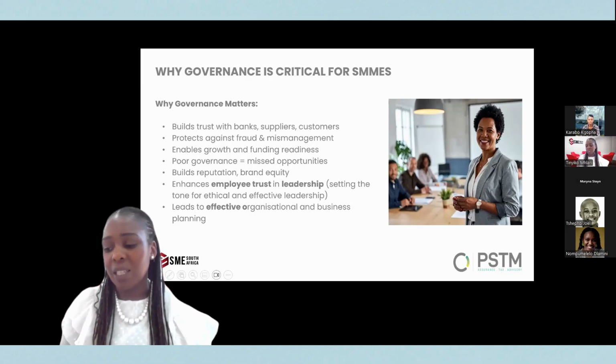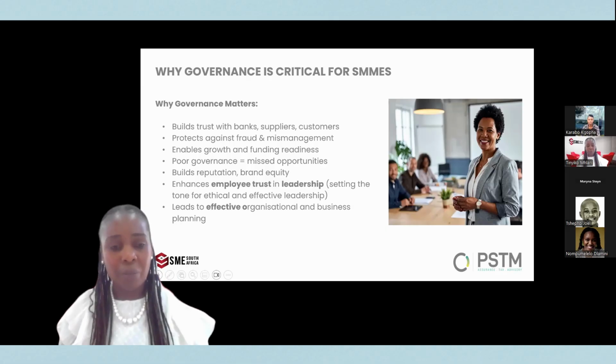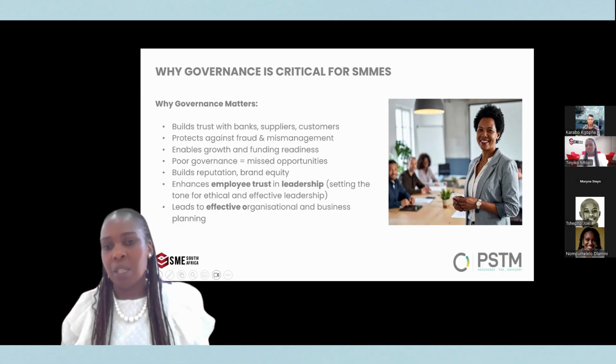Poor governance will result in missed opportunities, which is self-explanatory. If I haven't got the documents that I'm being asked to provide, nobody can assess. It builds reputation and brand equity, very true. But most importantly, I think we undermine this: people always say my biggest assets are my employees.